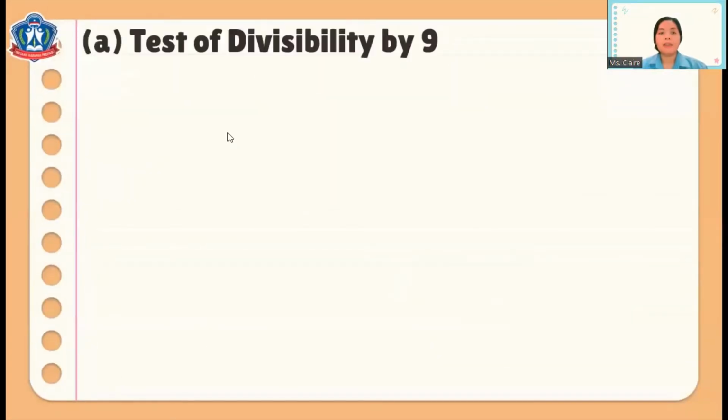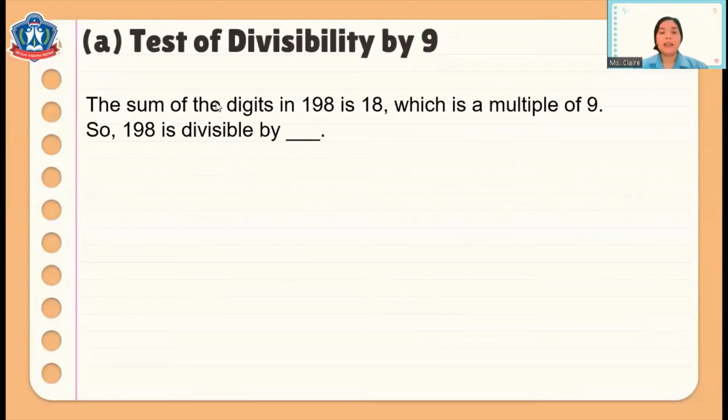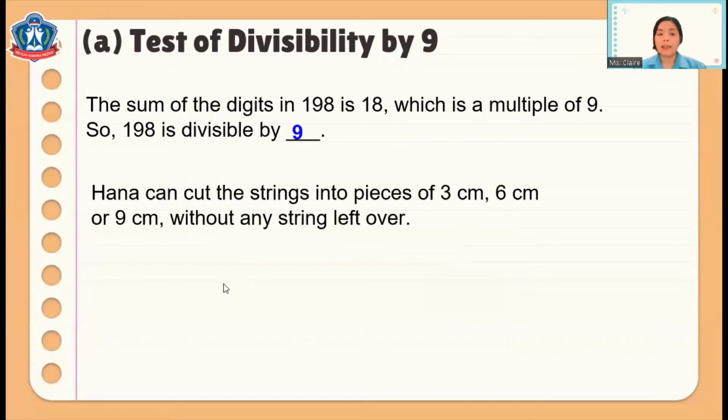Next, test of divisibility by 9. The sum of the digits in 198 is 18, which is also a multiple of 9. Therefore, 198 is divisible by 9. Hannah can cut the strings into pieces of 3 centimeters, 6 centimeters, or 9 centimeters without any string left over. So children, a number is divisible by 9 when the sum of the digits is a multiple of 9. So we need to add the digits.